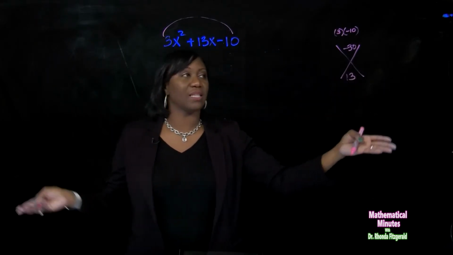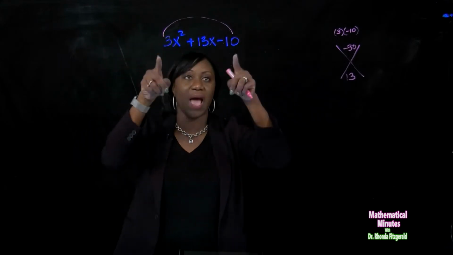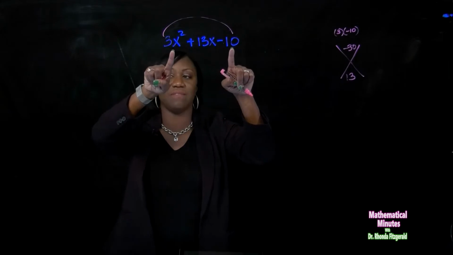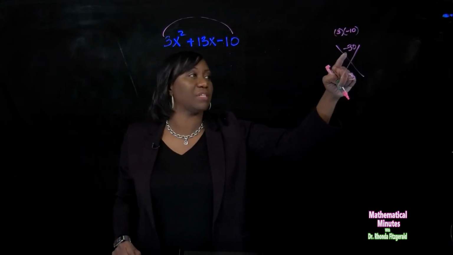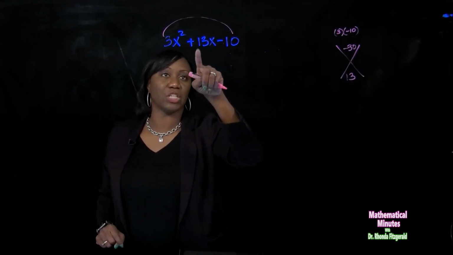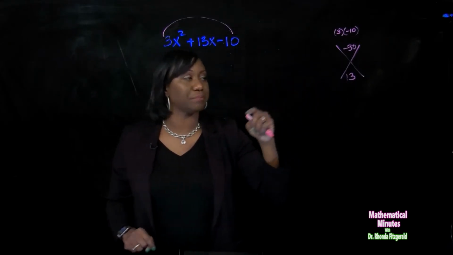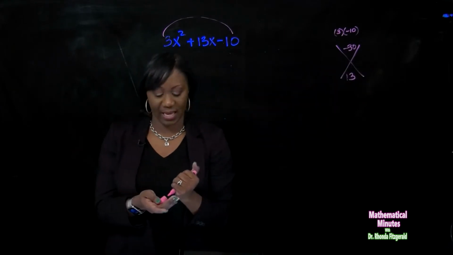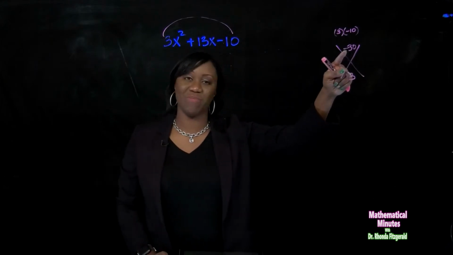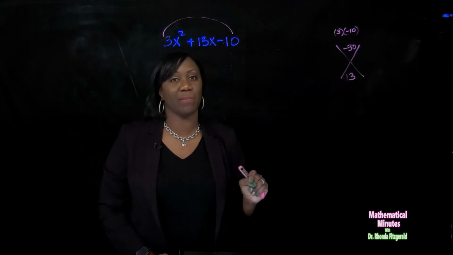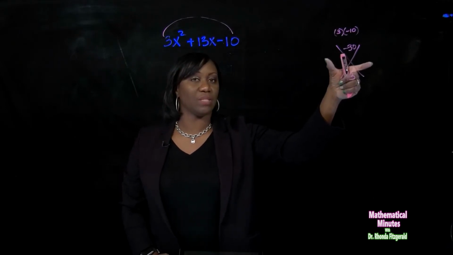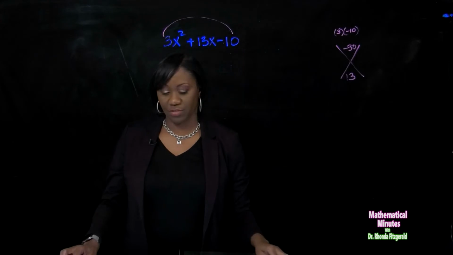So once again, the top of my X literally is just my positive 3 times my negative 10, to give me negative 30. And then the bottom of the X is my B term, which is a positive 13. In order to complete this X, I need to come up with two numbers that multiply to give me a negative 30, but add to give me a positive 13.